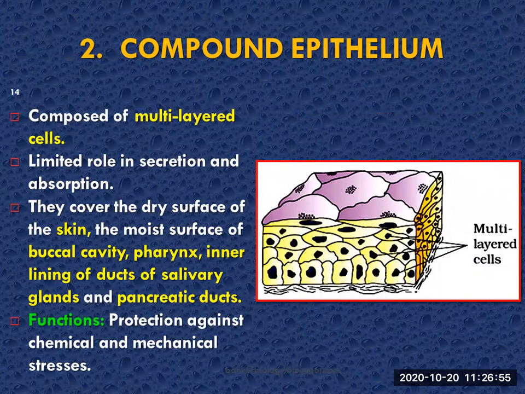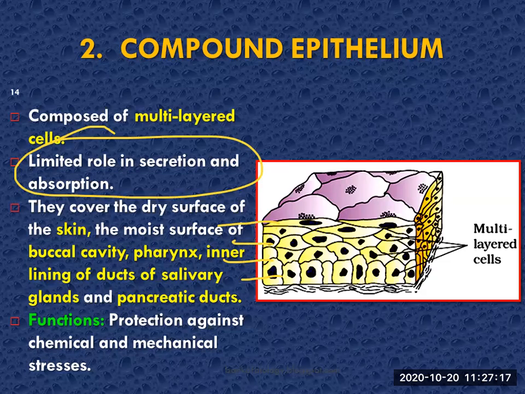Okay. Next, moving on. Compound epithelium. It is composed of multicellular layers. You see here that more than two layers are present. So that's why, what do you say? Multi-layered cells. The compound or stratified epithelium. That is very important to be remembered. They don't have much role in secretion and absorption. In cuboidal and columnar, we said they are for secretion and absorption. But compound epithelium is mostly for protection, not for secretion, not for absorption. So that is a very important property to be remembered. Limited role in secretion and absorption.